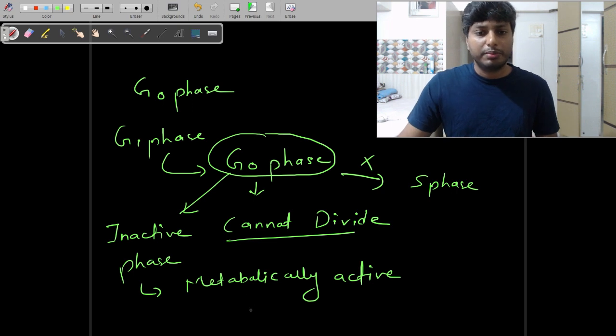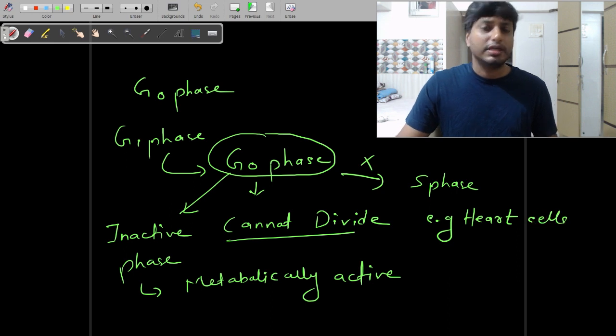Let me give you some examples of such cells. The examples are the heart cells, which are always in the G0 phase. So they also do not divide. At the same time, there are nerve cells or neurons which are also present in the G0 phase. So dear students, you can also find out if there are any other cells in our body which are present in the G0 phase. If you know any of these cells, you can put the answers in the comment section.